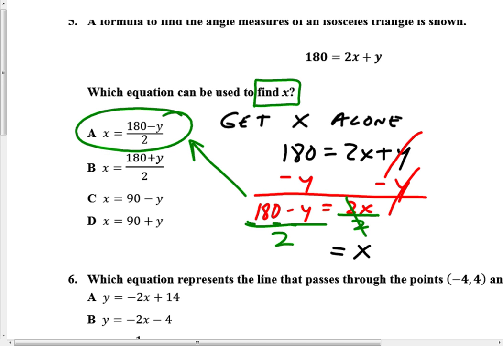But how many people have 180 plus y? That's fixable. In order to get rid of the y, we had to subtract. There had to be a subtraction of y on the other side. Finish that off. 180 minus y over 2. The other parts of this problem didn't really matter. I don't care that the formula is to find the angle measure of an isosceles triangle. That really is important next year. What is important in this question is finding x.